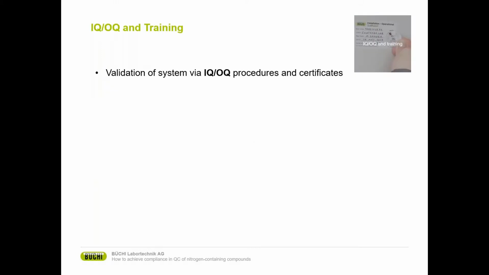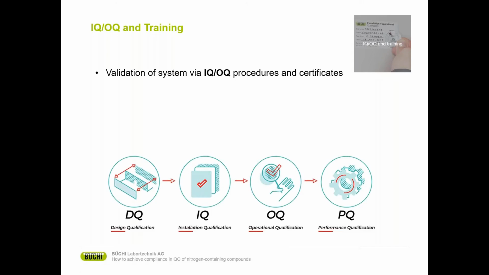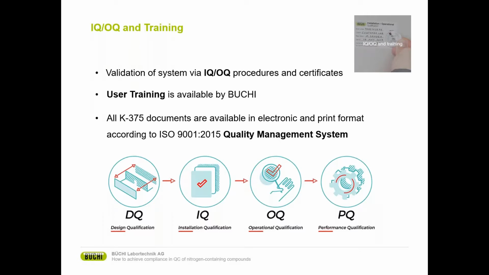And of course, we also offer IQ/OQ and training. So the validation of the system is possible via IQ/OQ procedures and certificates. I guess you're quite familiar with this topic, so I will not go into much detail here. And of course, user training is also available by Büchi. And all K375 documents are also available in electronic and print format according to ISO 9001 with the quality management system.